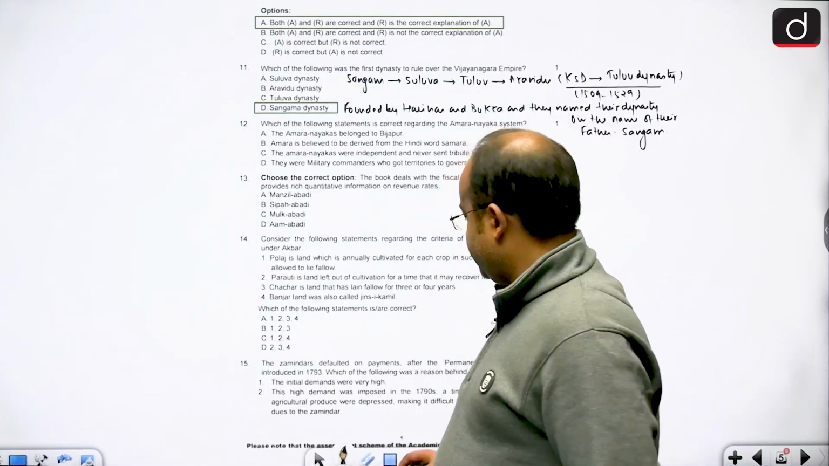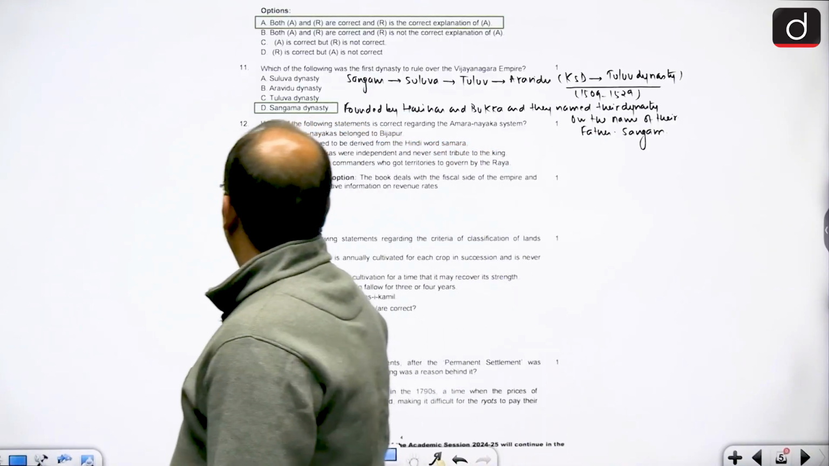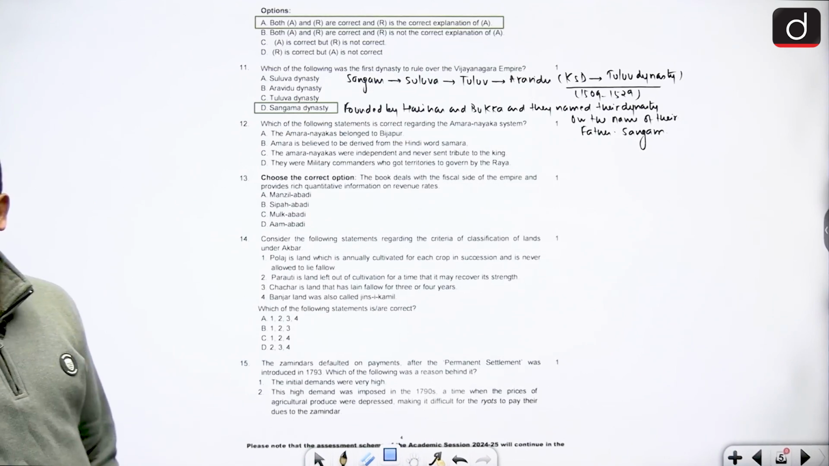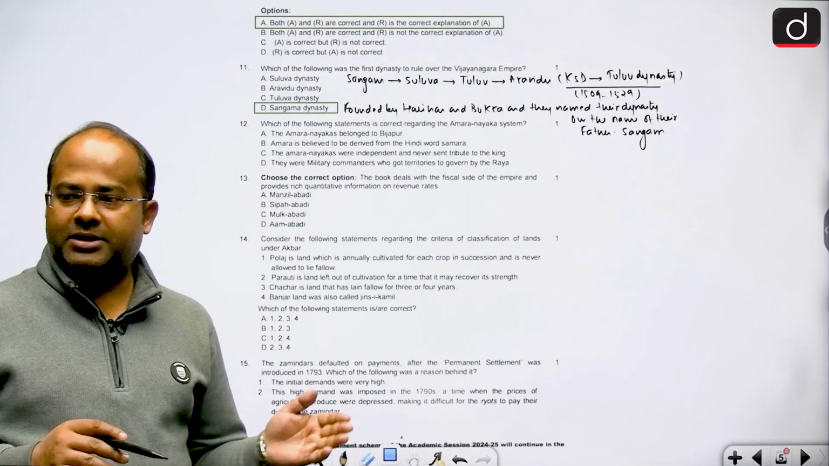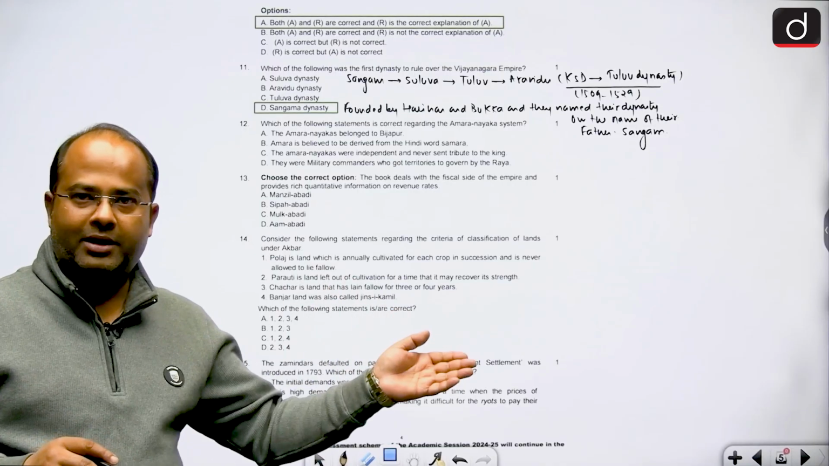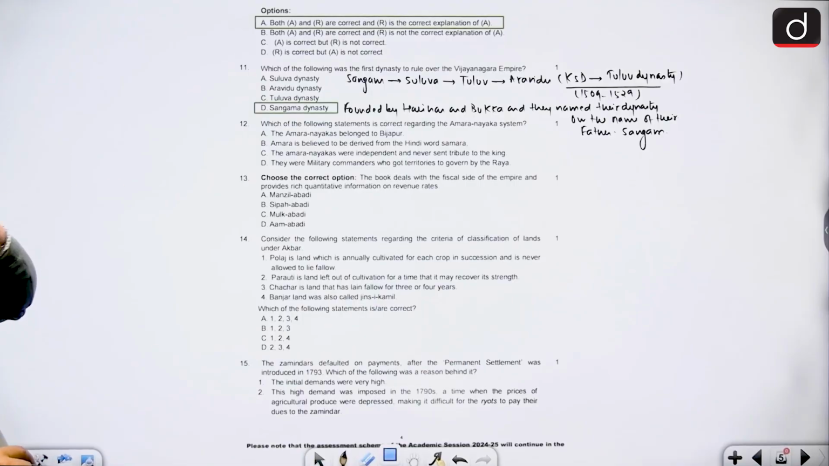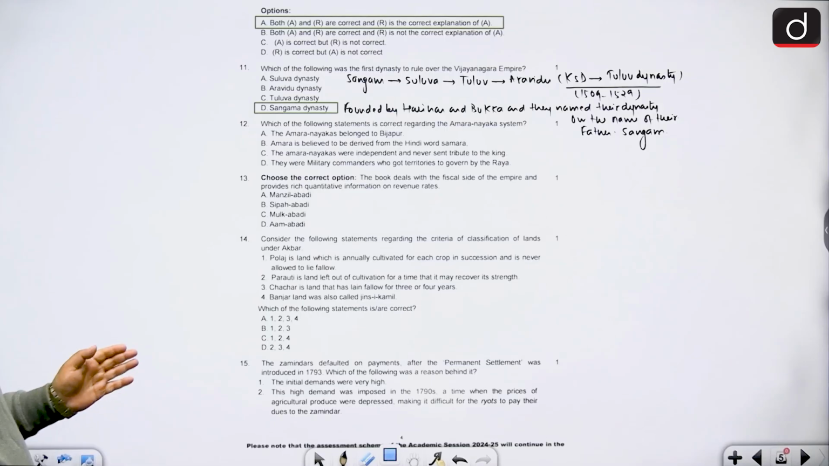Now my dear friends, let's come to question number 12. Which of the following statements is correct regarding the Amar Nayak system? The Amar Nayak system you will find in the Vijayanagar Empire, and we have discussed it in our regular session also. Amar Nayak, they belong to Bijapur. Amar Nayak is derived from the word Samara. Amar Nayak, they were independent and never sent tribute to the king.